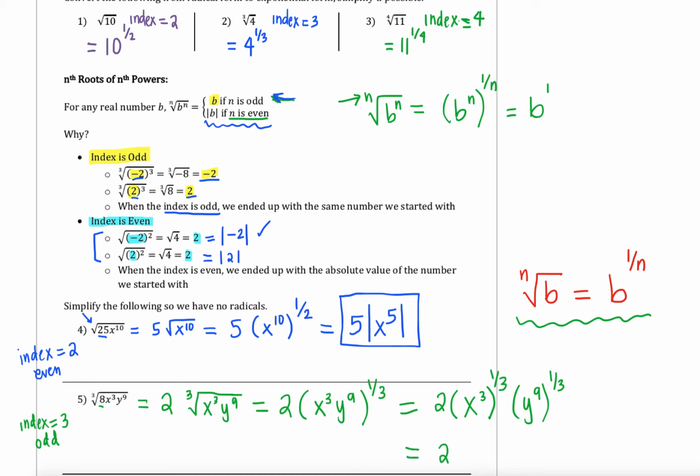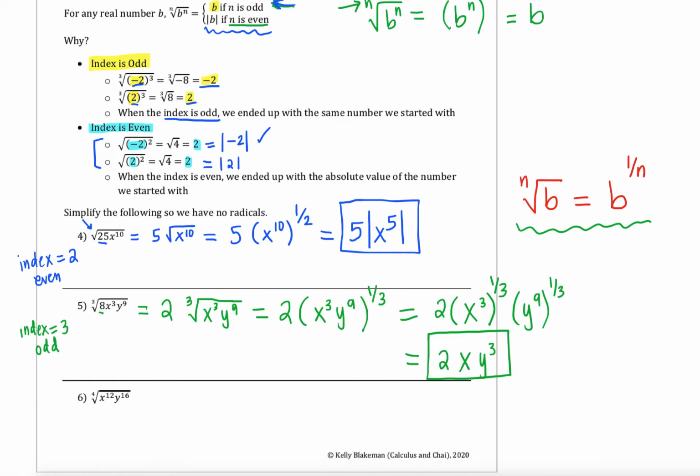So I get 2x to the 3rd to the 1/3 would just give me x to the 1st, and then the 9 times the 1/3 will end up with a 3 as my exponent. And since our index here was an odd number, I don't have any absolute values that I need to worry about in our final answer.